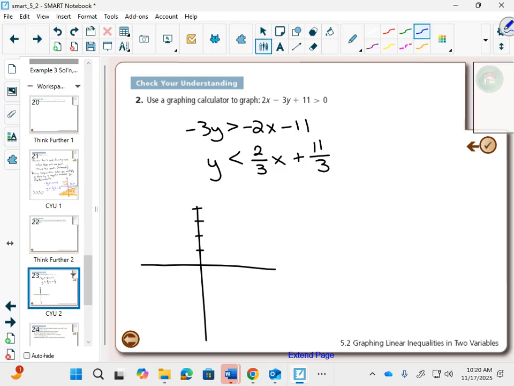I would know that my y-intercept at 11 over 3, that's 3.6 repeated. That's about there. But that's not a great point for using my slope. I could think of fractions and go down 2 and over 3 and get another point. But I want you to look at the equation and see if you can find a point on this equation that doesn't involve fractions or decimals. In other words, integers only.